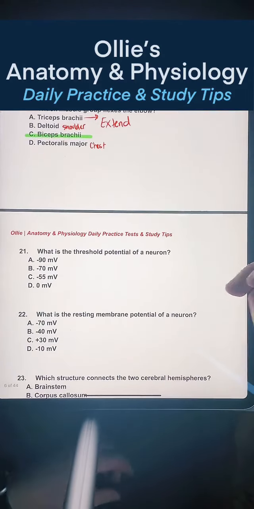All right. We're going to move on now to the next page, to number 21. What is the threshold potential of a neuron?